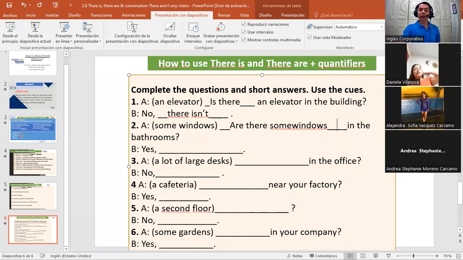Are there some windows? Perdón, aquí vamos a separar. Are there windows in the bedroom? Yes. Andrea. There is. Yes, there is. ¿Podemos usar contracción aquí, Andrea, sí o no? No. Ya dijimos que en las respuestas cortas no se pueden usar contracciones si es afirmativo. Ok, thank you. Now, Daniela.